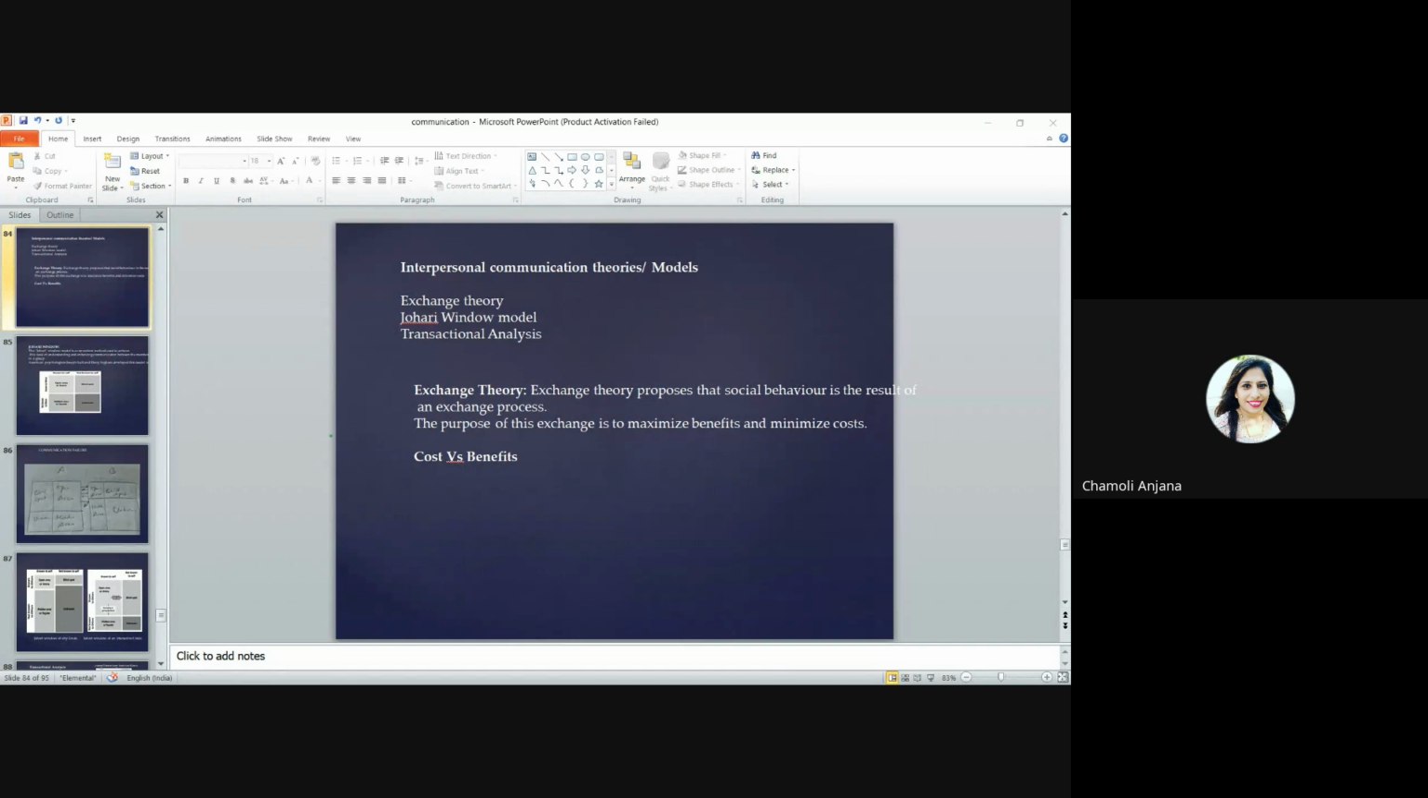So that is the exchange theory. Then we have the second model, which is the Johari window.